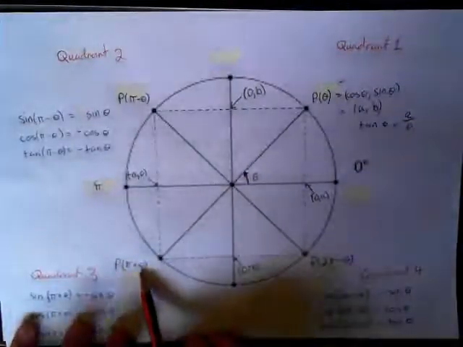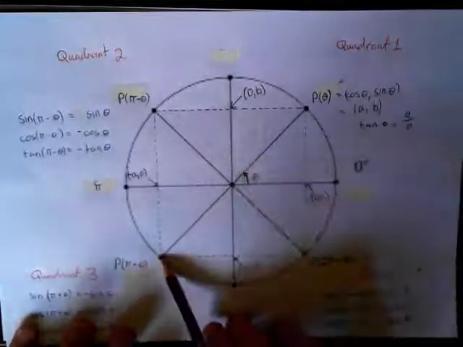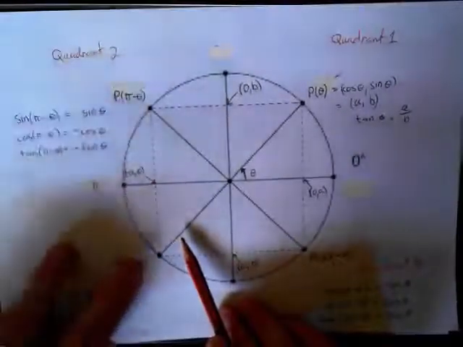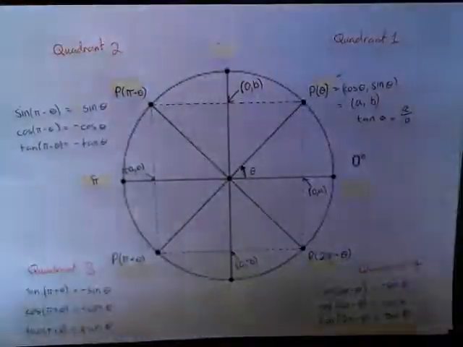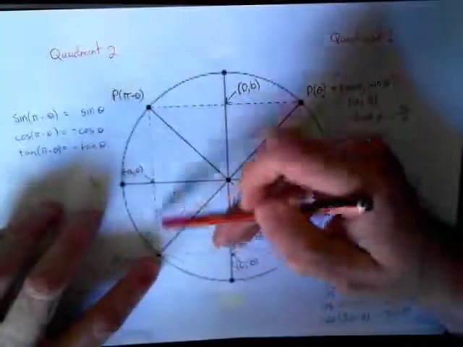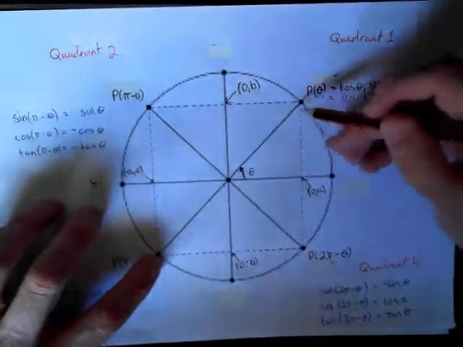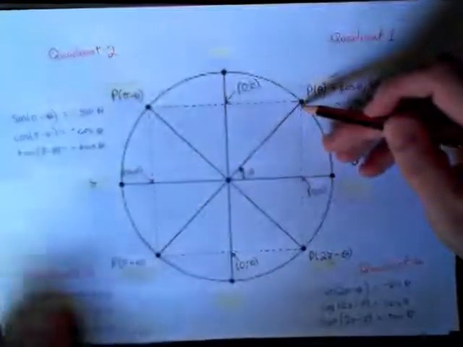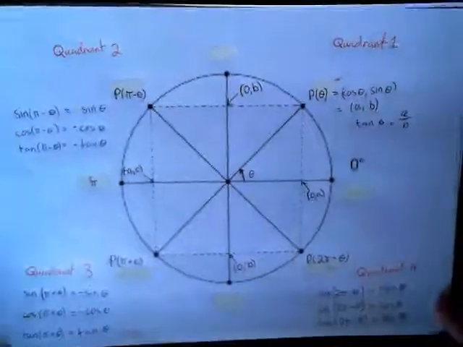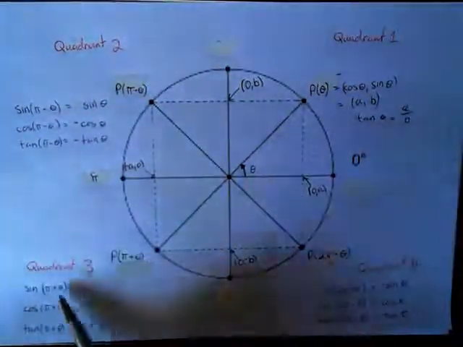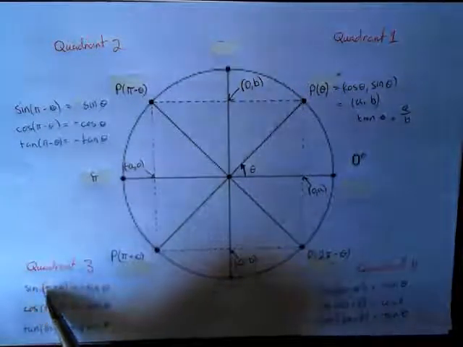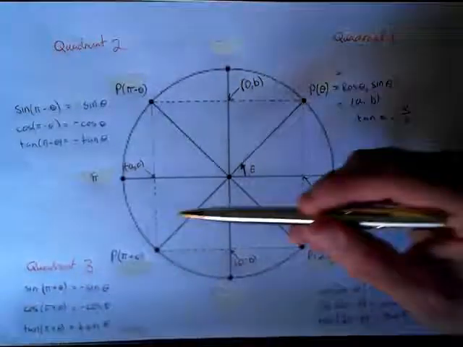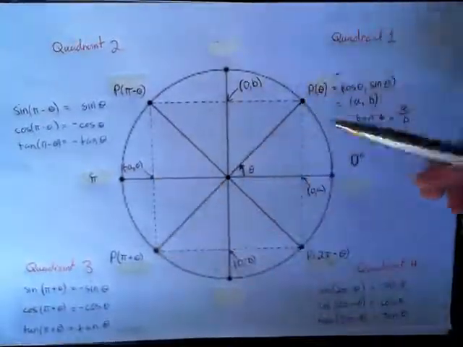If we go around to quadrant 3, the equivalent angle in quadrant 3 is pi plus theta. If we look at this particular angle, the value for sine of this angle is the negative of the value for sine in the first quadrant. So sine of pi plus theta equals negative sine theta. That value is the negative of that value.